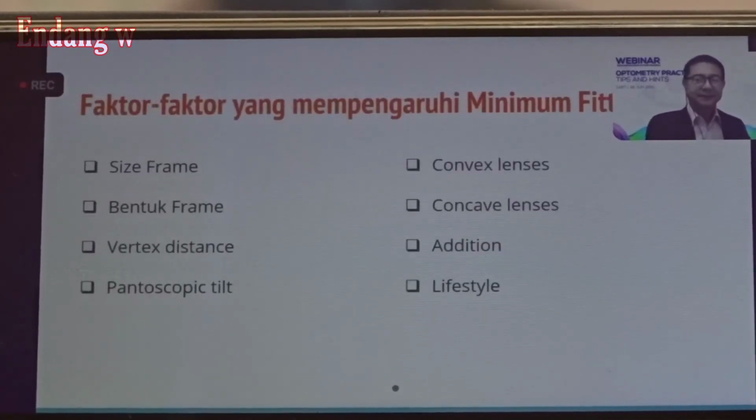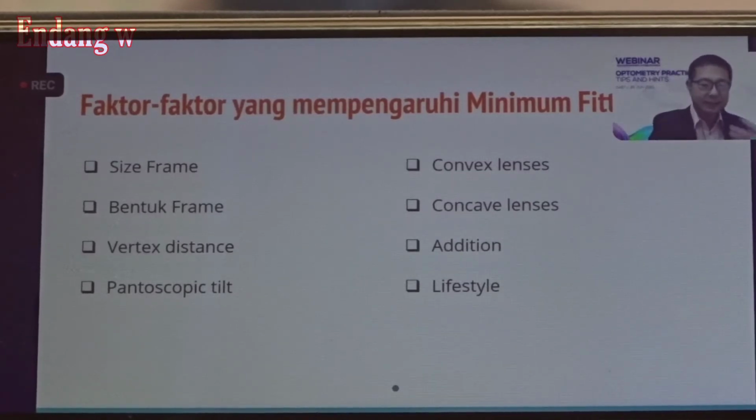So the next slide, which is the real gist of it: factors influencing minimum height, which can also be titled factors influencing corridor height, something like that. Okay, so about the same, yet it's not the same. Number one, you have your frame size. If it's big, if it's small, you have your shape. How far is the spectacle to your eye? What is the pantoscopic tilt? How angular? Are you wearing a convex lens? Are you wearing a concave lens? What is your ambition? What's your lifestyle?